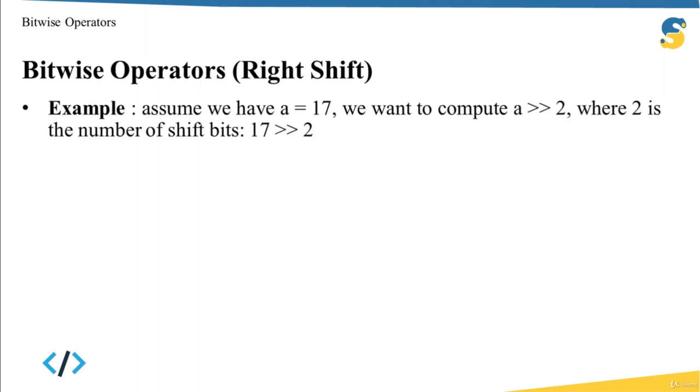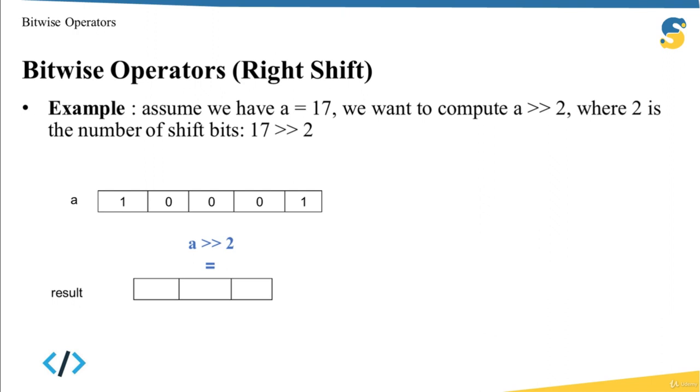Again, I will assume that I have A equal to 17 and I want now to calculate A right shift 2, and in this case 2 also is the number of shift bits. To calculate this, first of all, I have to convert A into the binary system, then I am going to do the calculation. You can imagine in right shift that we are going to throw some bits from the number.